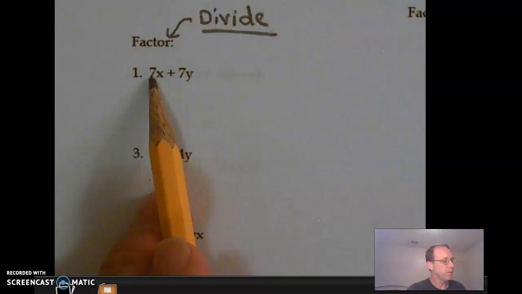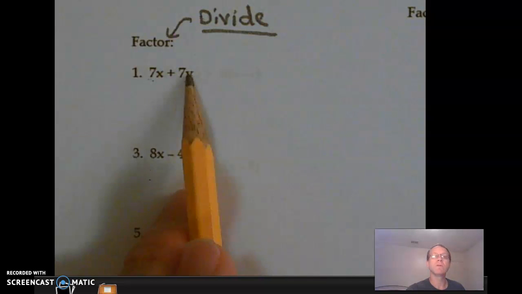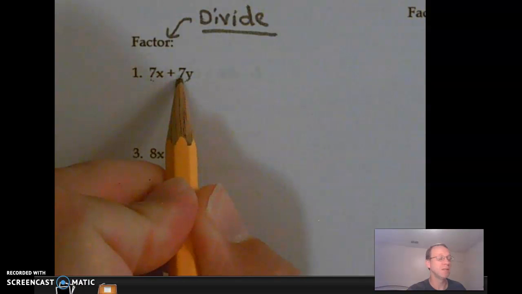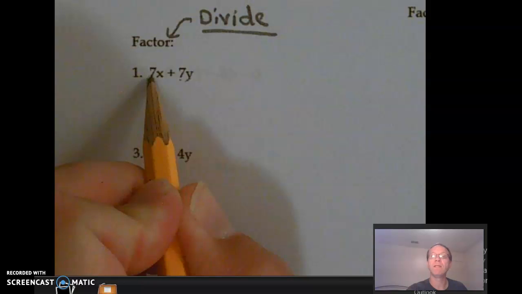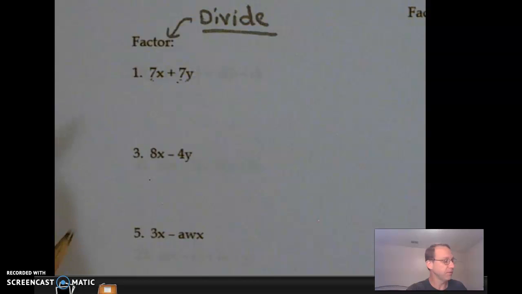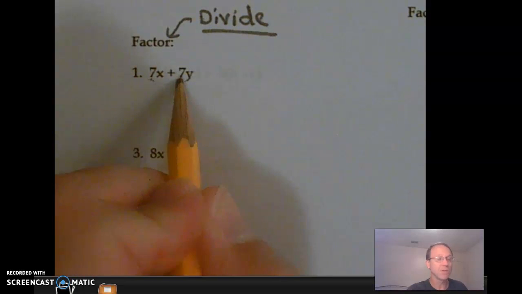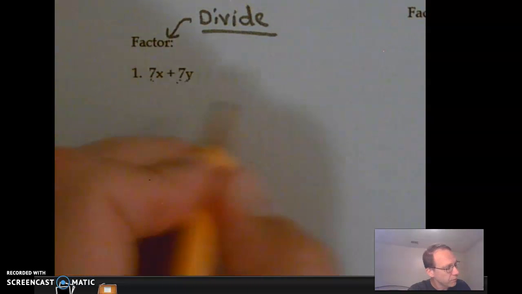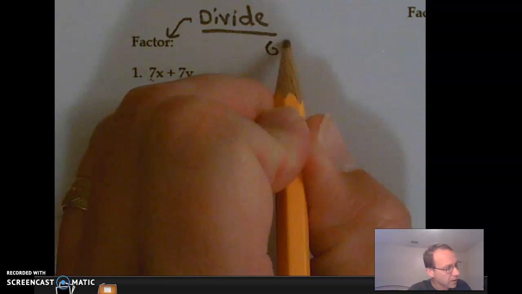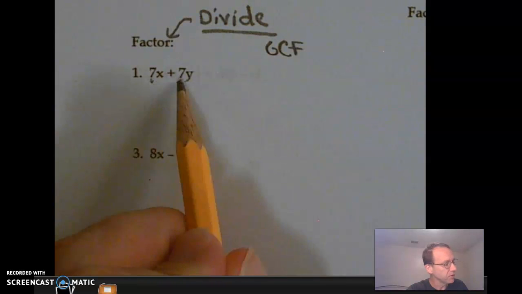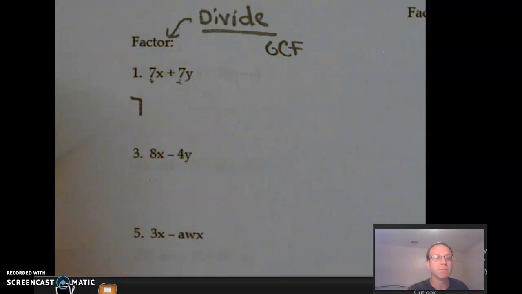So right here, we are factoring these two terms. So the very first thing you want to do is look at the numbers. Now notice it's a 7 and a 7. Is there anything that goes into 7 and into 7 evenly? Well, 7 does. 7 goes into 7 and 7 goes into 7 evenly. So when we factor, we're looking for what's called the greatest common factor. So 7 is the biggest number that goes into both of these numbers evenly. So the greatest common factor here is 7. So we're going to write that down.